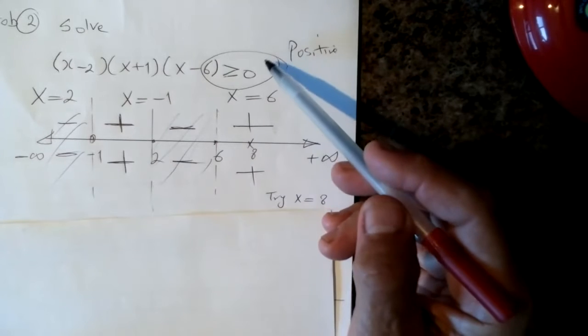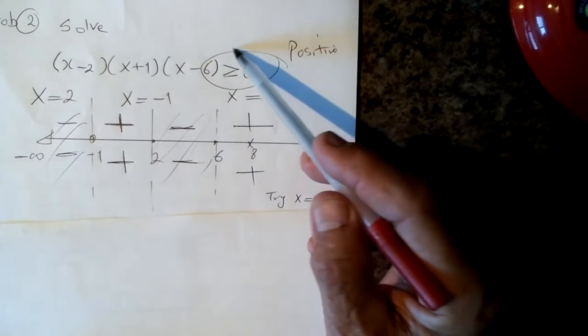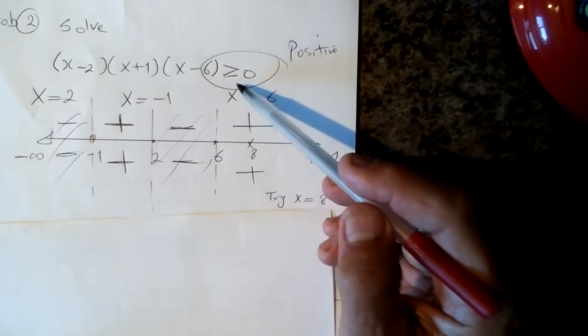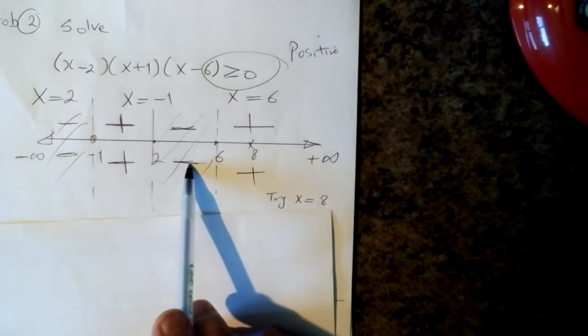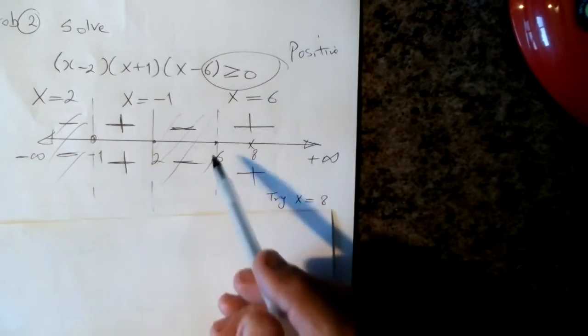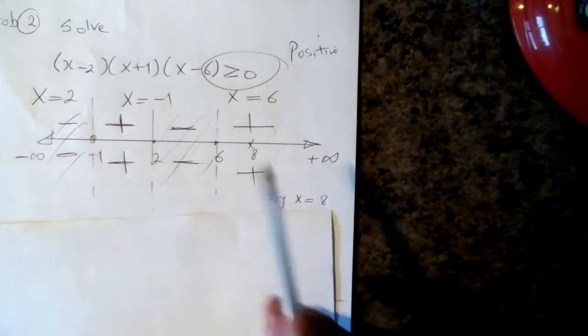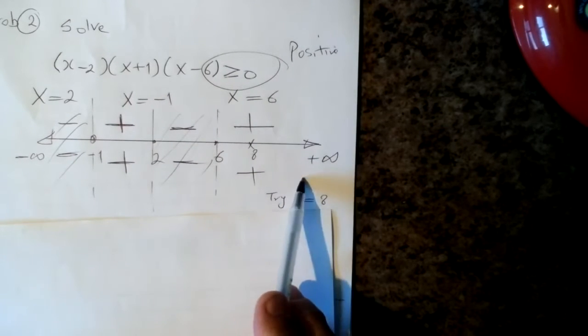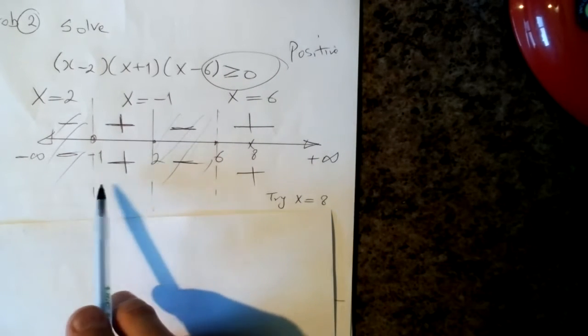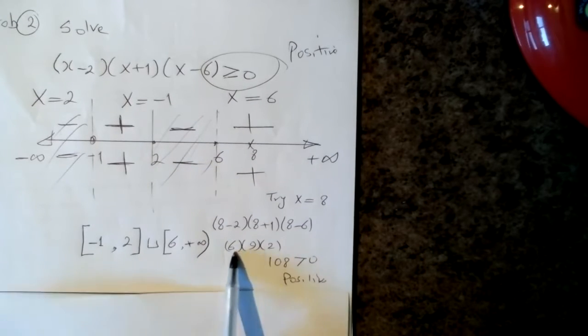Then look at the original symbol of the problem. We are looking for all the numbers greater than 0, I mean all the positive ones. We don't want negative. We don't want these two sections. So crosshatch those. All the answers are between 6 and infinity and also between 1 and 2. That's how you write it.